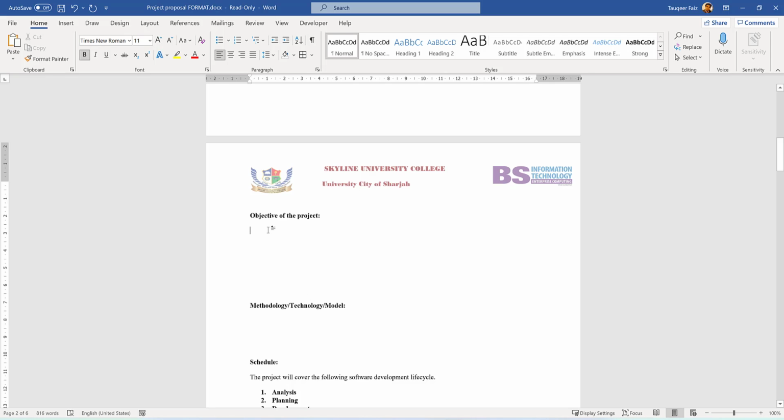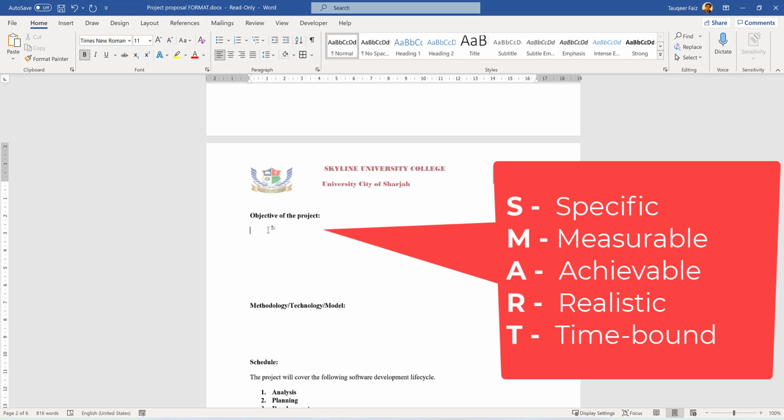We are heading towards another important section of your project proposal, which is the objectives of the project. Project objectives are what you plan to achieve by the end of your project. This might include deliverables and assets. So a project objective is a statement that describes the what of your project. You should follow the SMART framework when coming up with your project objectives.